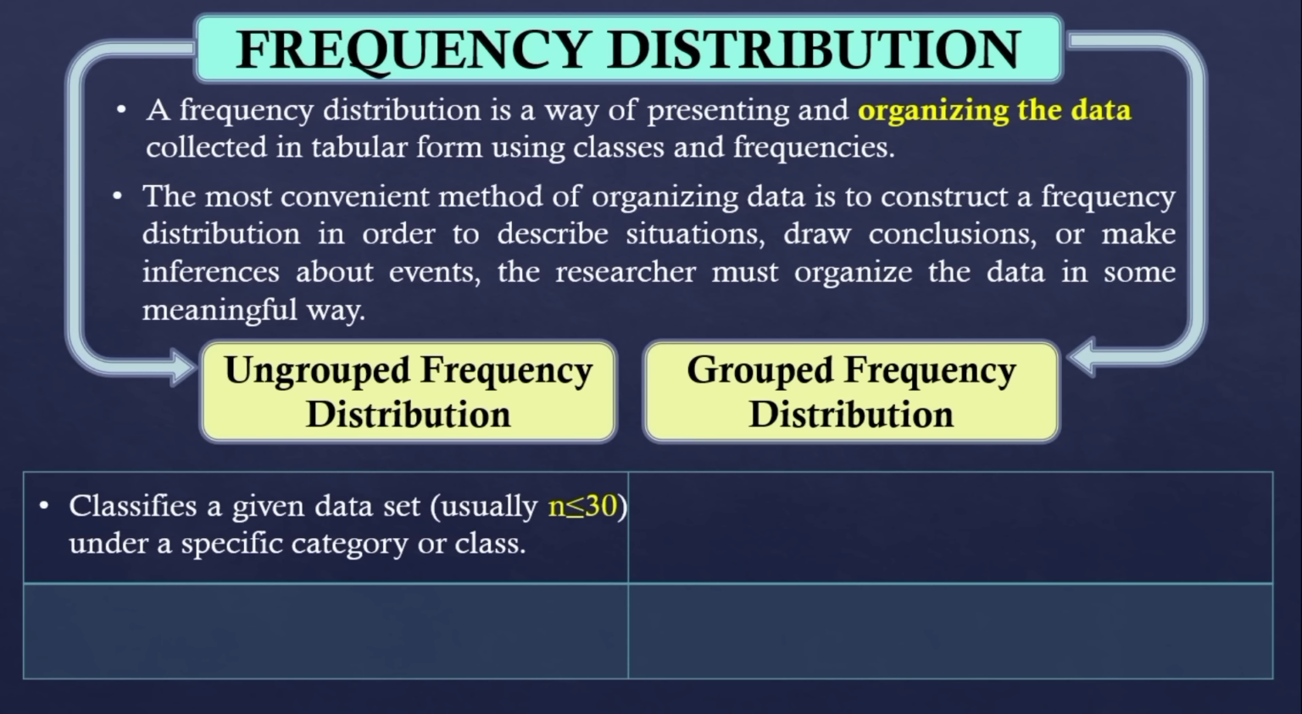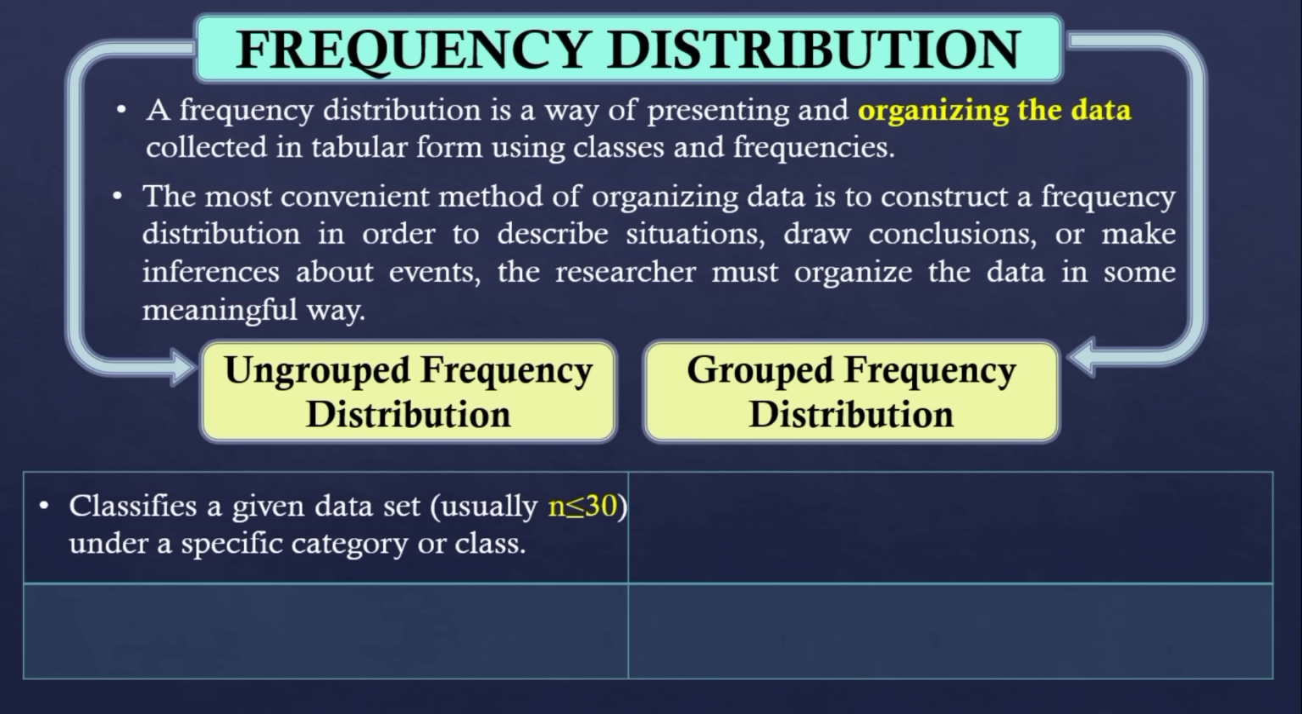Pag sinabi nating ungrouped, classifies a given data set. Usually, this is less than or equal to 30. So, ito yung kung ang sample mo ay less than or equal to 30. So, ibig sabihin, mas mababa. Okay? Mas mababa yung bilang ng sample. And this is categorical. Okay?